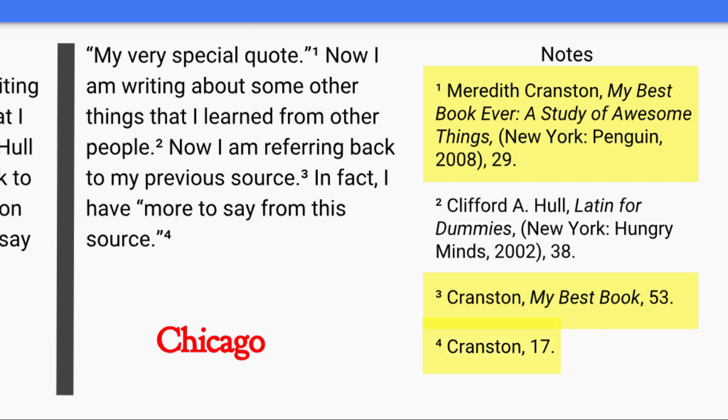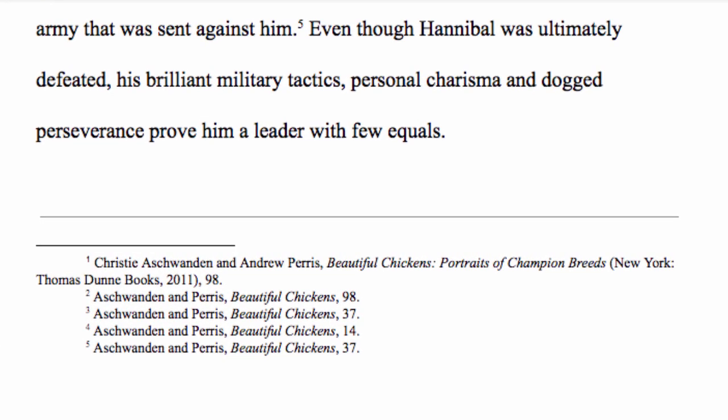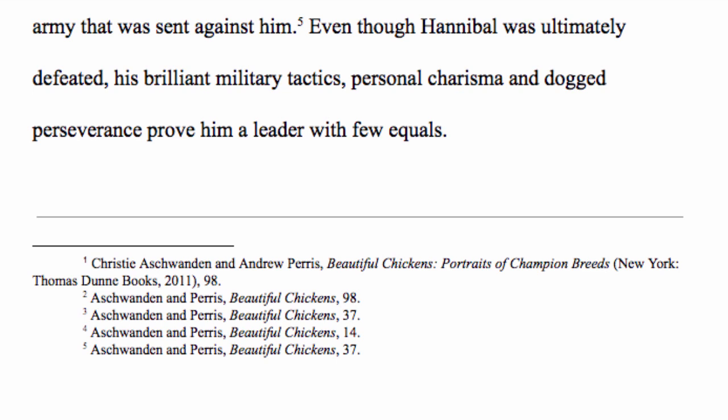The last form a footnote can take is an abbreviated form of the abbreviated form. When you have repeating references to a source in your paper, instead of using the short form over and over again, just use the author's last name and the page number, if there is one.